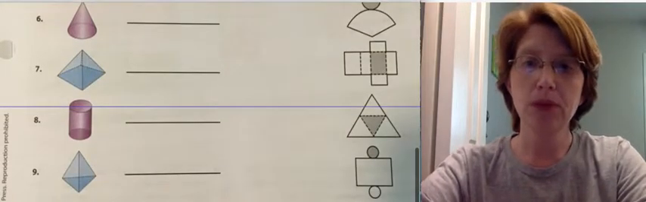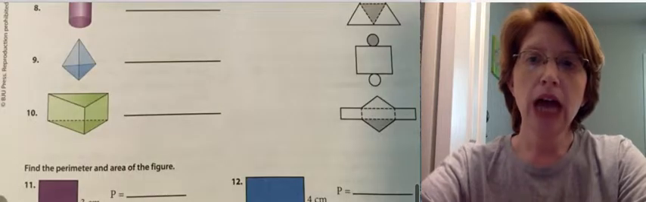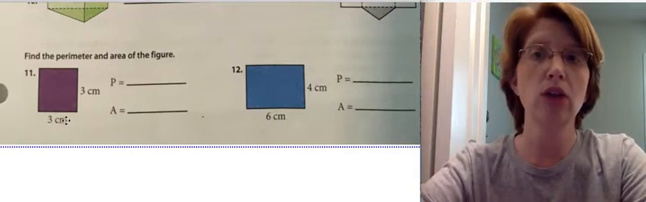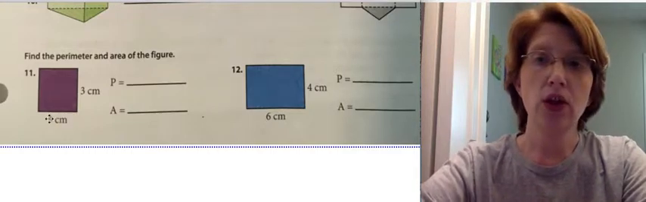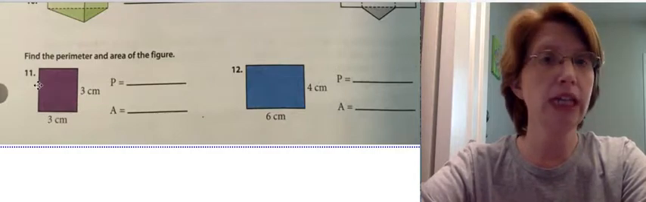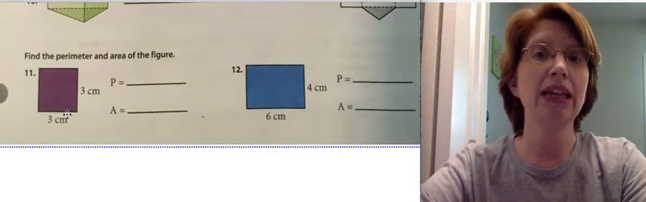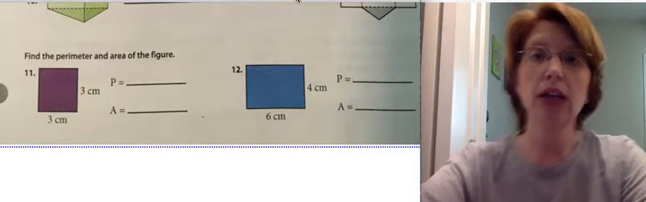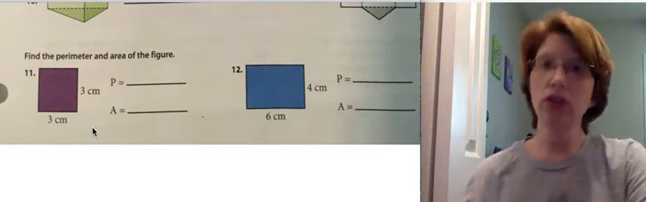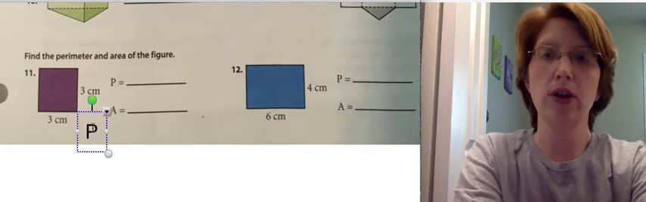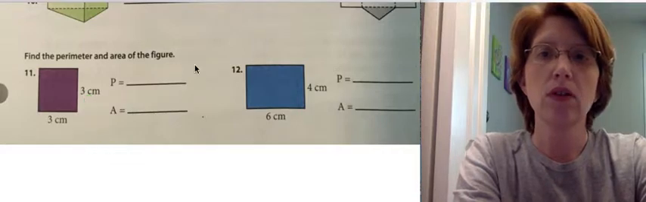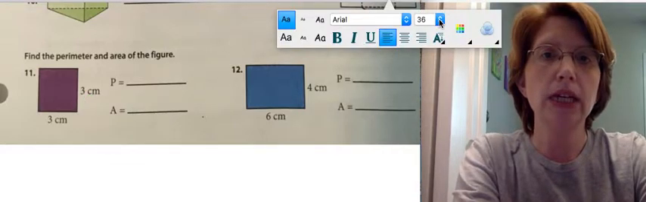Then below, 11 and 12, you are finding perimeter and area. Remember, perimeter is all the way around, so you have to add each side. 3 plus 3 plus 3 plus 3. Area, remember, is length times width. So area is actually multiplied. So let me put your reminder here.